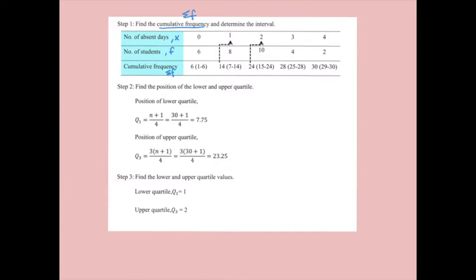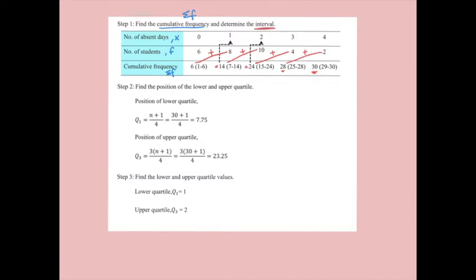But then when the number of absent days is 1, you need to actually total up the first one, 6 plus 8, so you are going to get 14. The next cumulative frequency is also the same, 14 plus 10, so you are going to get 24. The next data, 24 plus 4, so 28. 28 plus 2, so the cumulative frequency is 30. So that's the first step, cumulative frequency.